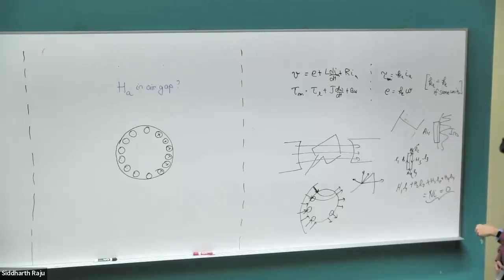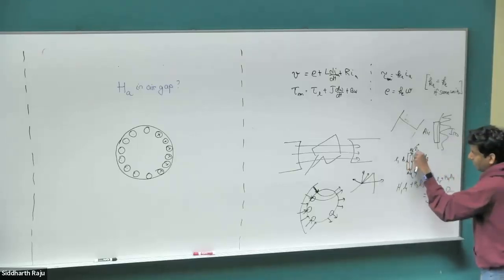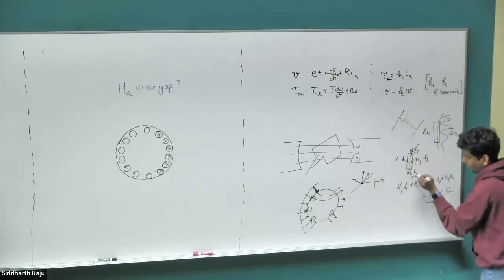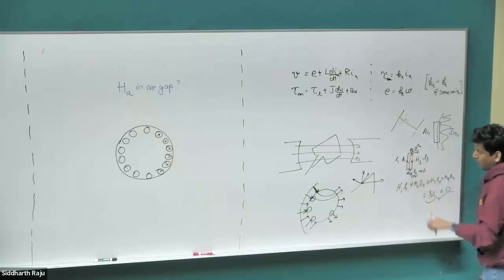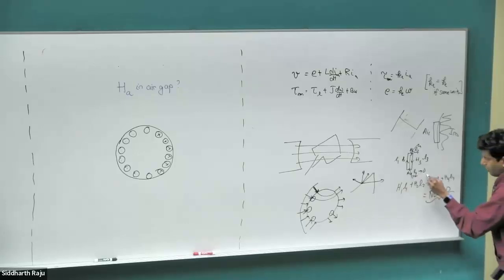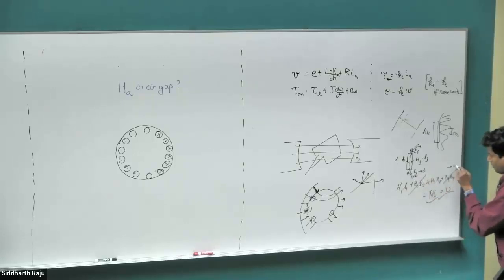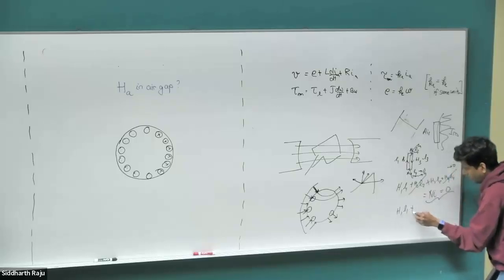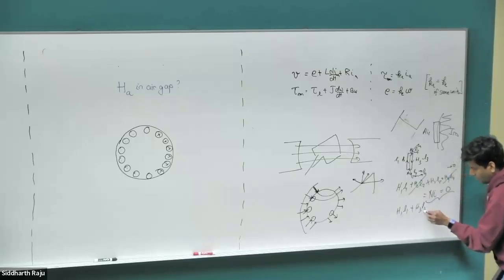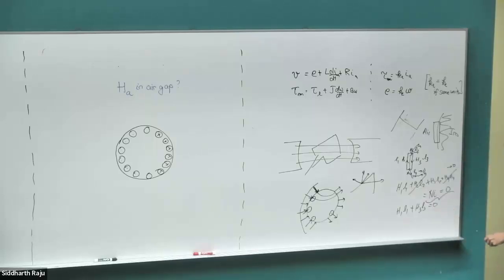So this whole term is 0. Now I can make this loop tinier and tinier so that this L2 to L4 distance becomes very close to 0, so that we have one line in the air gap and another line in the iron. So the L2 and L4 terms go to 0. So we are left with H1L1 plus H3L3 is equal to 0.